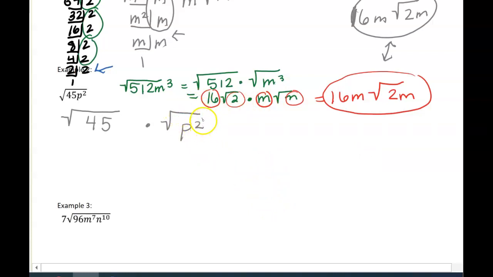The square root of anything squared is just that. So the square root of p squared is just p. That's pretty simple.